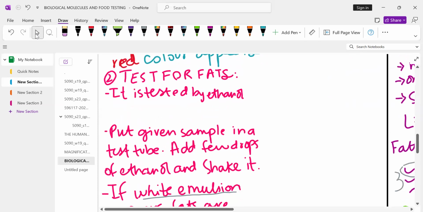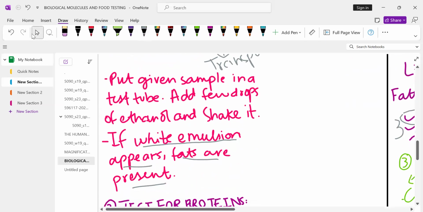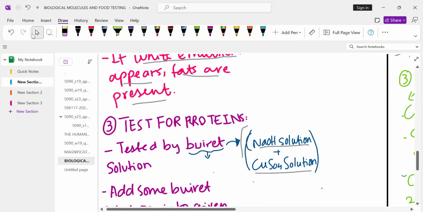Then we have the test for fats. It is tested using ethanol, and ethanol is transparent. Put the given sample in a test tube, add a few drops of ethanol and shake it. If a white emulsion appears, fats are present. For P1, remember that a white emulsion appears when ethanol is added, which means fats are present in the food.